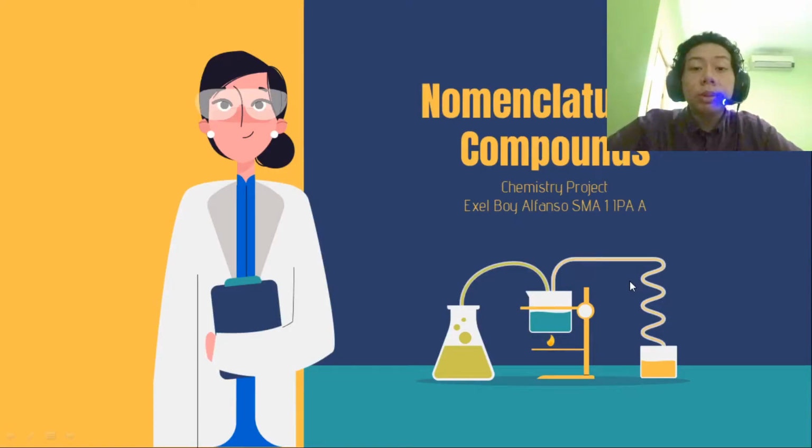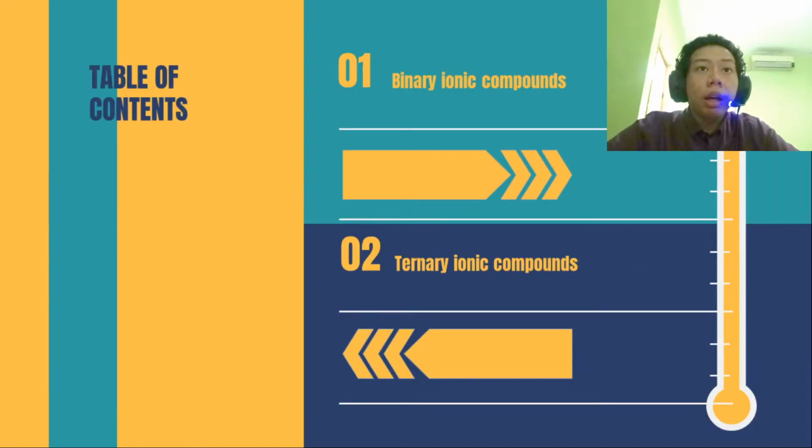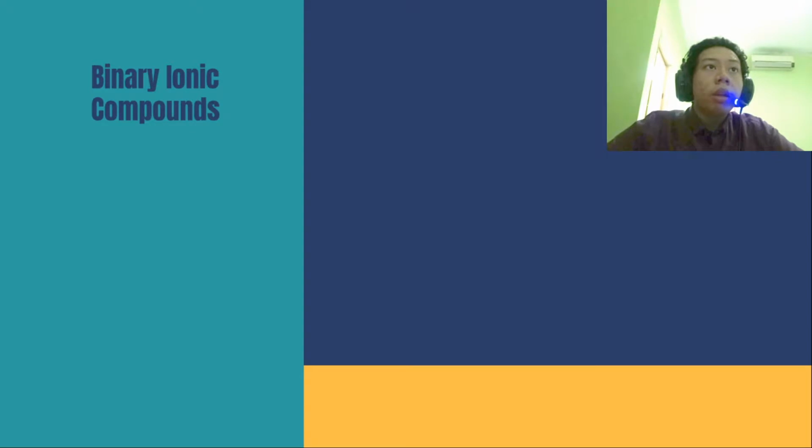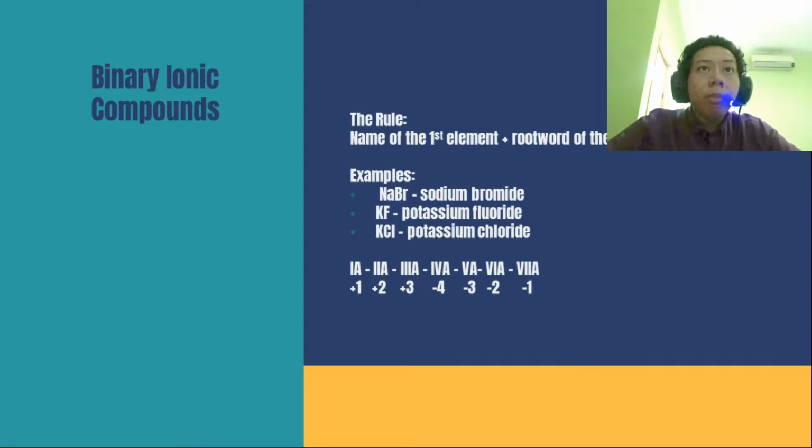Hello. Today we're going to talk about nomenclature of compounds. Nomenclature of compounds has two contents. The first one is binary ionic compounds, and the second one is ternary ionic compounds. Binary ionic compounds has one rule. The rule is name of the first element plus root word of the second element plus IDE.